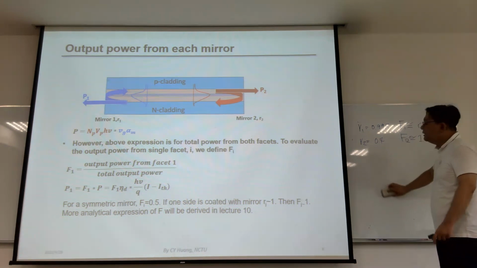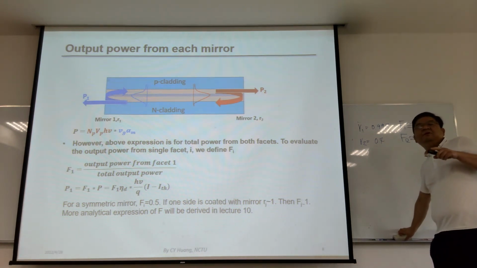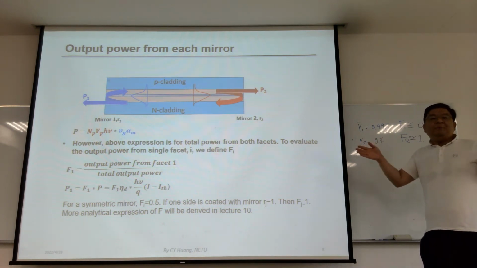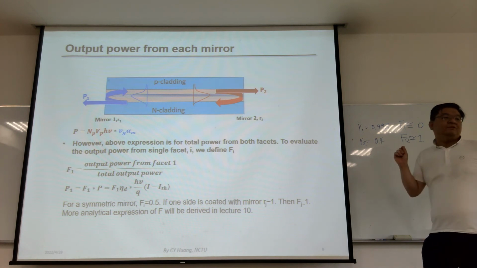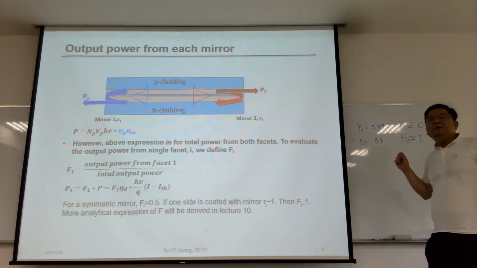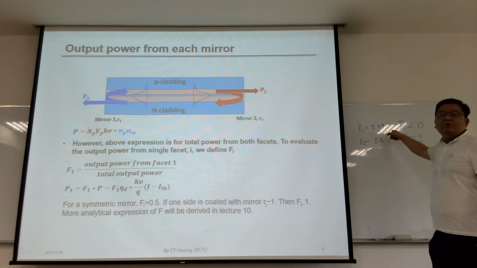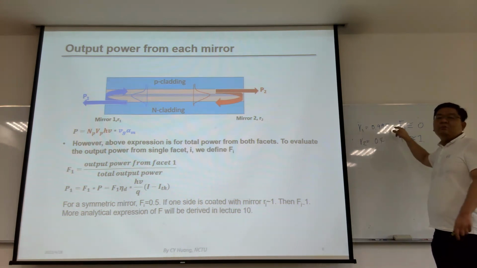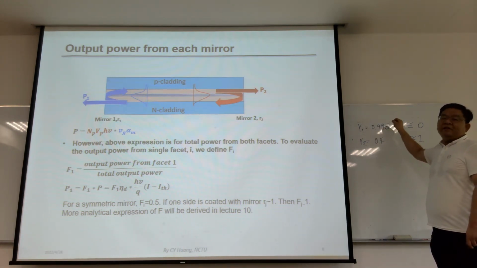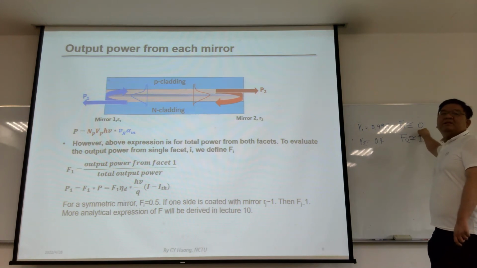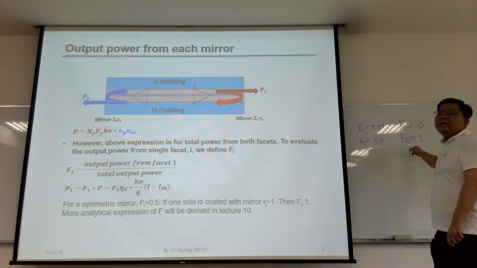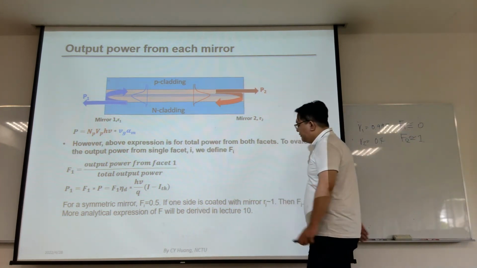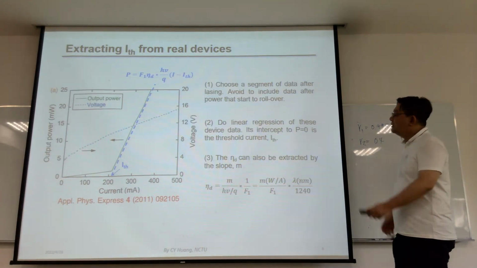So you can remember two special cases for your homework here. This one is that the reflectivity of both sides is the same, then F1 is equal to F2 is equal to 1/2. The other is that one is almost 1 and the other is not. Then the one with almost unity reflectivity will have 0% of light coming out from here, and the other side will get 100%. Okay. Now this is good enough for you to know here.